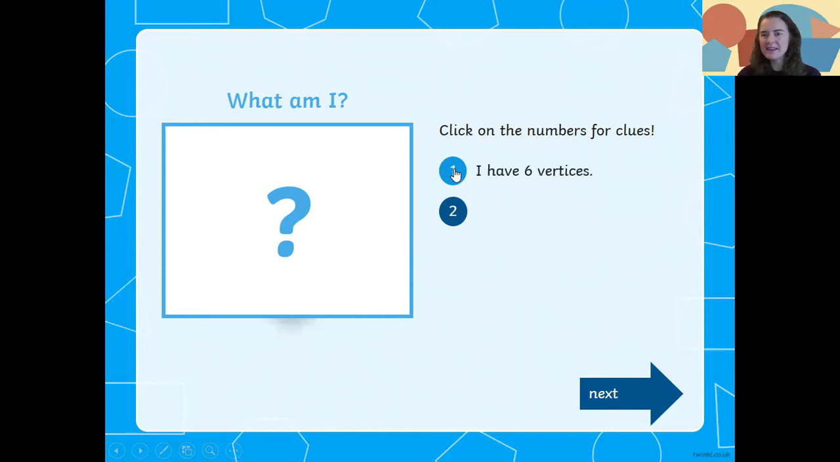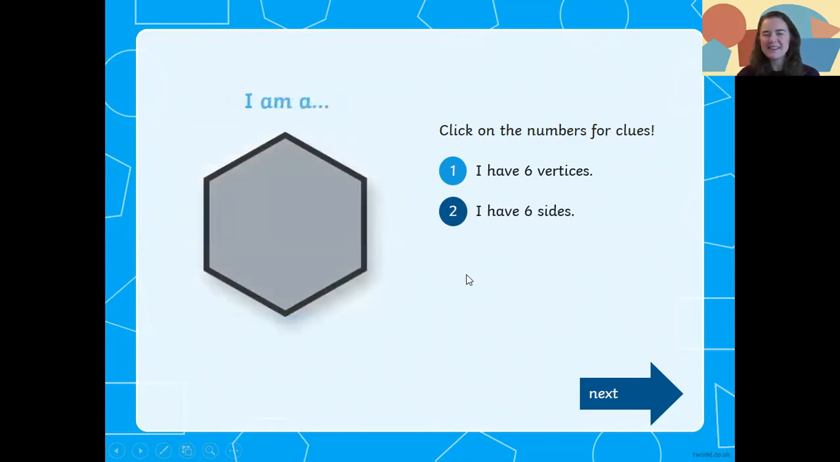I have 6 vertices. I have 6 sides. What am I? What shape has 6 vertices and 6 sides? Call it out to the screen. Well done if you said hexagon. Brilliant job.